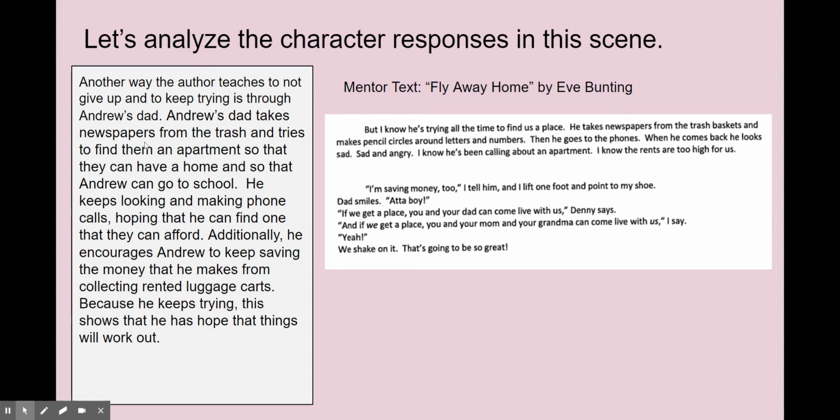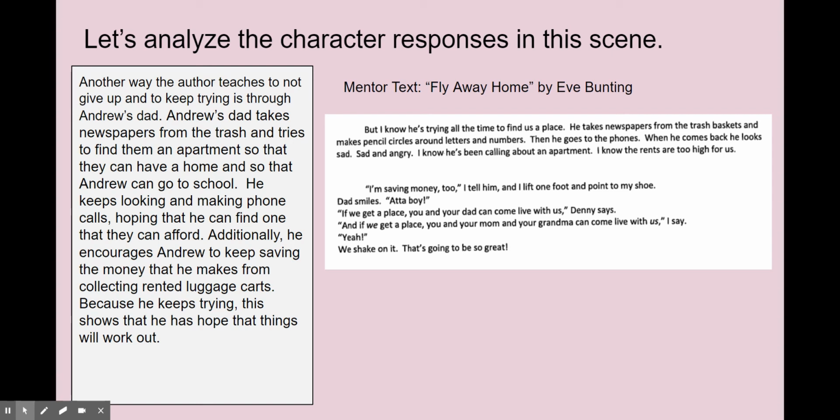Andrew's dad takes newspapers from the trash and tries to find them an apartment so that they can have a home and so that Andrew can go to school. He keeps looking and making phone calls, hoping that he can find one that they can afford. Additionally, he encourages Andrew to keep saving the money that he makes from collecting rented luggage carts. Because he keeps trying, this shows that he has hope that things will work out.